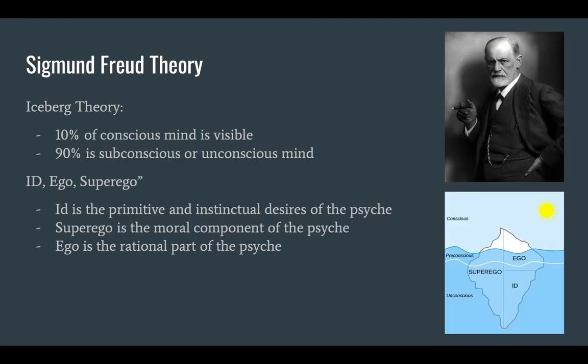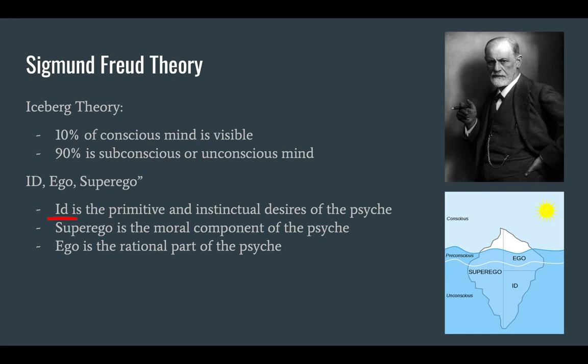The iceberg theory states that 10% of the conscious mind is visible, or the tip of the iceberg, and the remaining 90% of the subconscious or unconscious mind is the large mass below. Sigmund Freud divided the human psyche into three different parts: the id, the ego, and the superego. And these can all be seen in the actions of Emily Grierson.